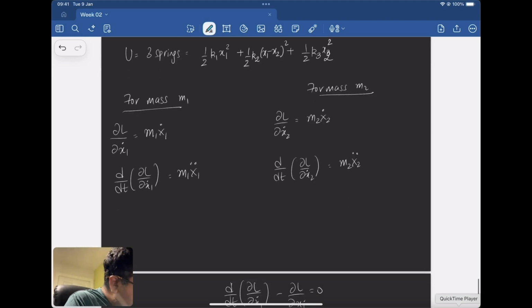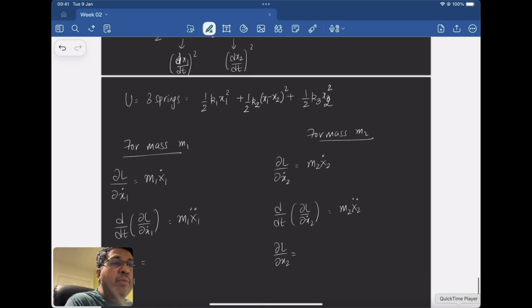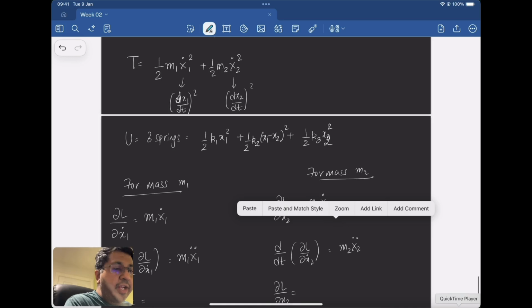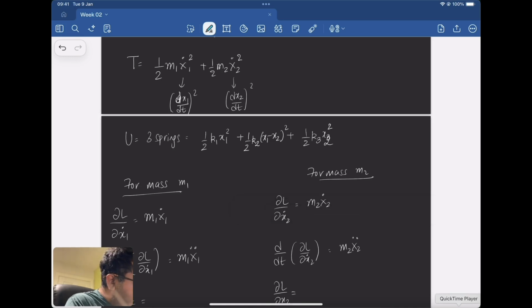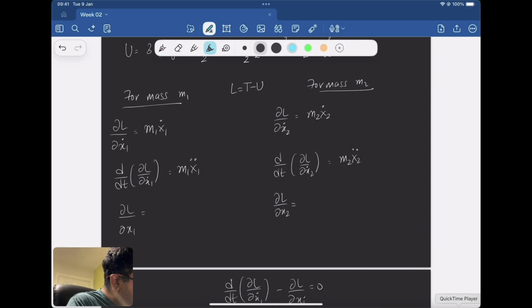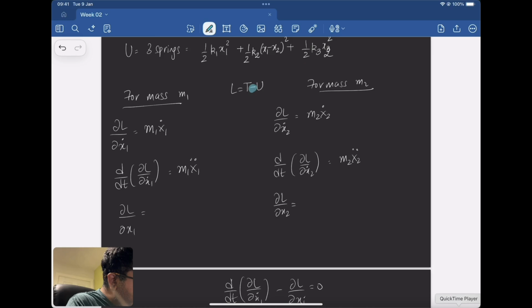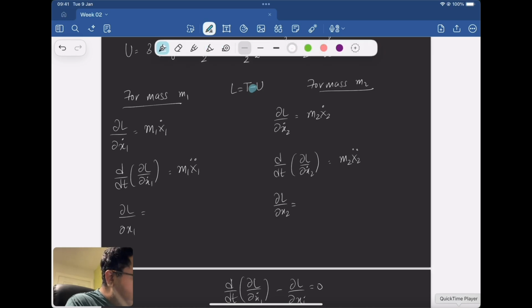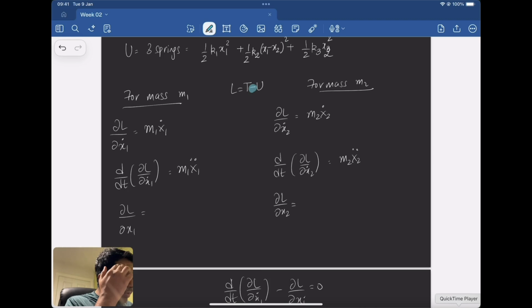And the second term that we have is dou L by dou x1 and dou L by dou x2. x1 and x2, the position terms, are only available in the potential energy. They're not there in the kinetic energy. But one thing to be very careful about is that our Lagrangian is T minus U, so you have the negative sign that you need to be mindful about. I also make that mistake often, that I miss that minus sign, otherwise the signs will change there.